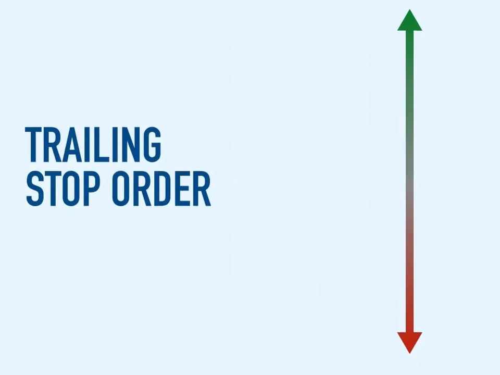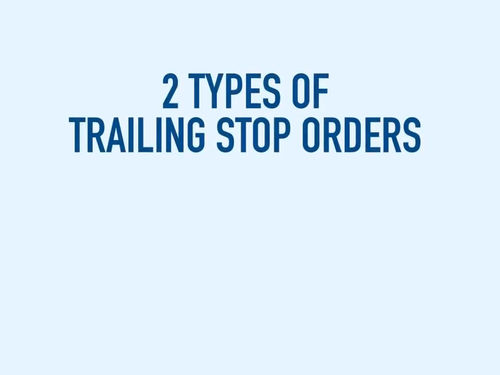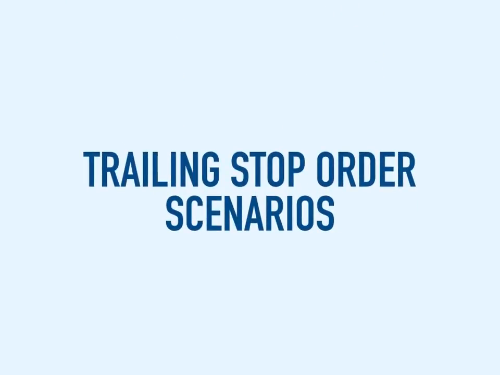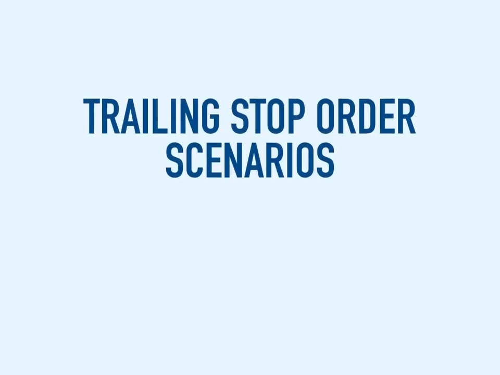Now let's get into specifics. There are two different types of trailing stop orders. The first is a trailing stop dollar order. This is when the order trails the price of the security by a dollar amount. The second is a trailing stop percentage order. This order, like the first type, trails the price of the security by a percentage. Let's take a look at some scenarios on how to use trailing stop when you're selling a stock.